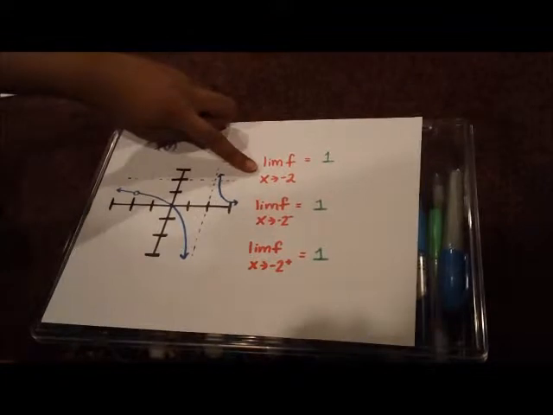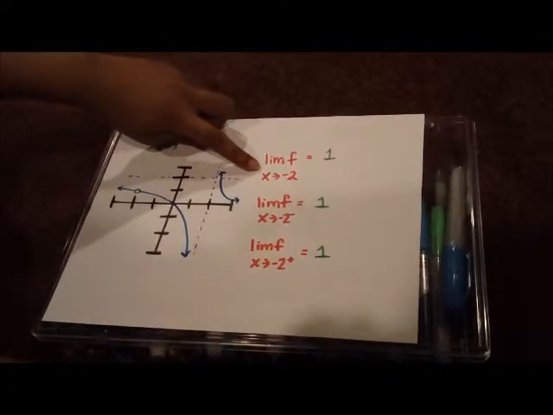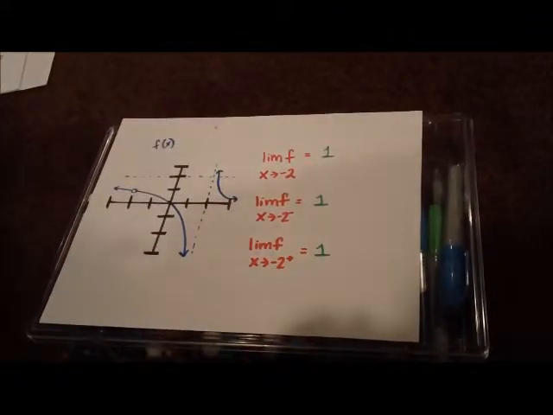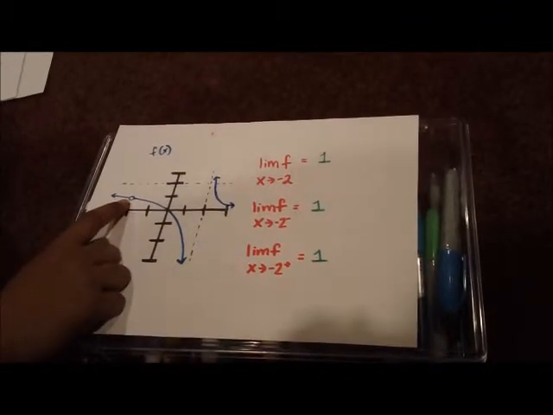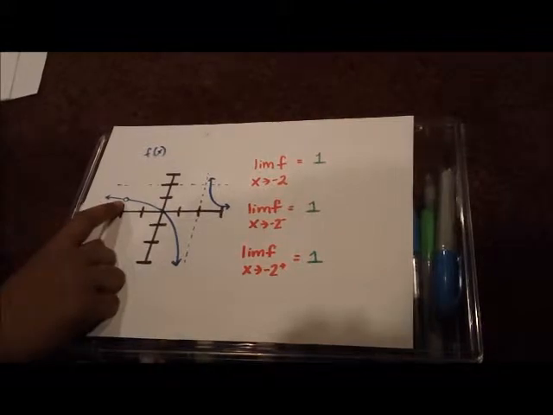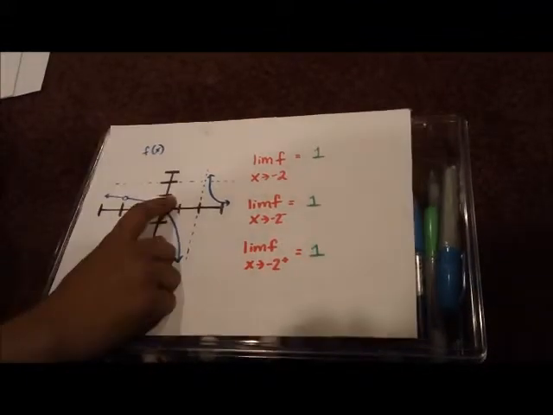Our first example is x approaching negative 2 from either direction. We can see that in this graph, when x approaches negative 2, there is a hole. So the entire function must approach the y value of the hole, which in this case is 1.